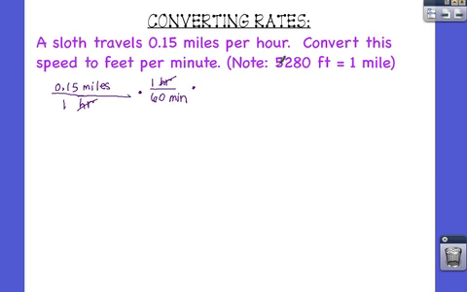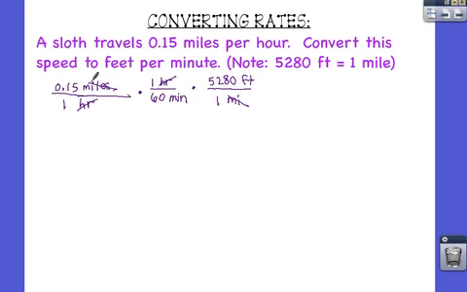Well, we know that there are 5,280 feet in 1 mile. So now I just have to figure out if I should put the 5,280 feet on the top or on the bottom. Well, in order to use our cross-reducing, I would need to get rid of the miles by putting the miles on the bottom, since miles here is on the top. So I would say 1 mile is equal to 5,280 feet. This cancels out my miles. And now I can go ahead and multiply these fractions, since my only units left are feet and minutes.